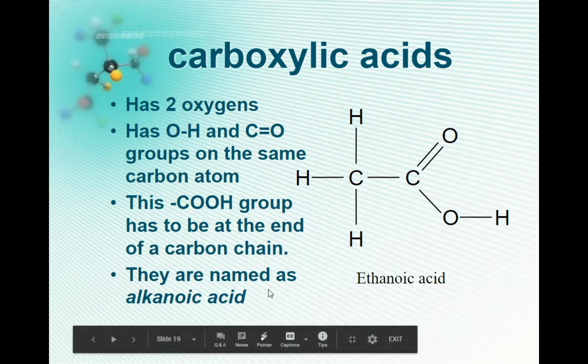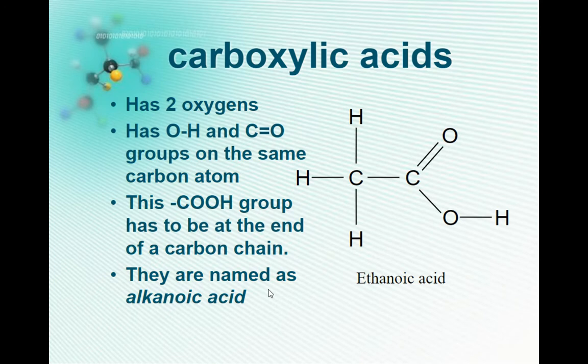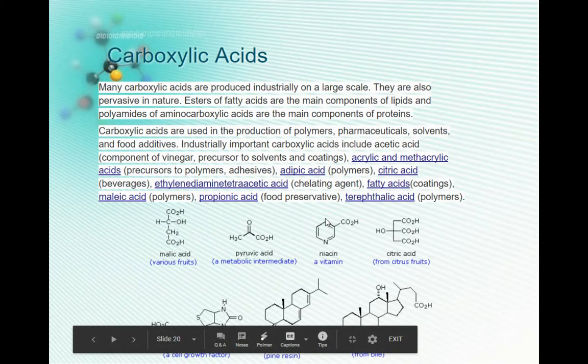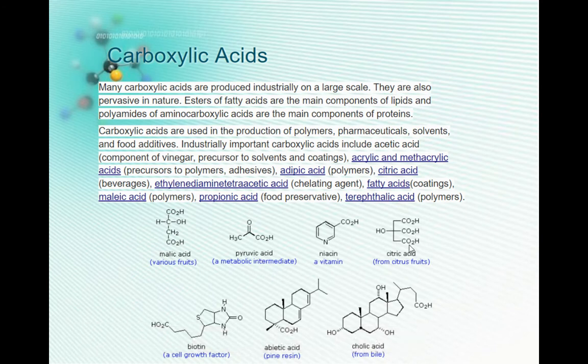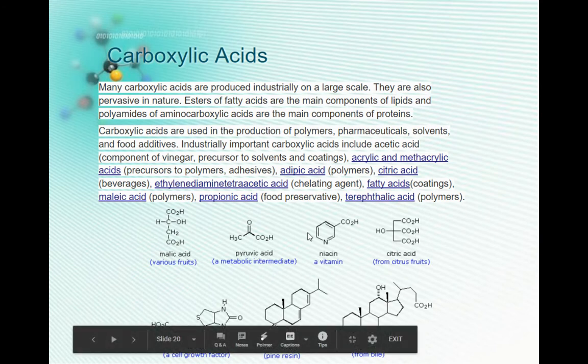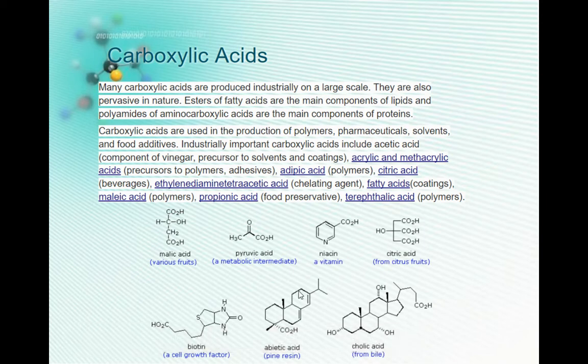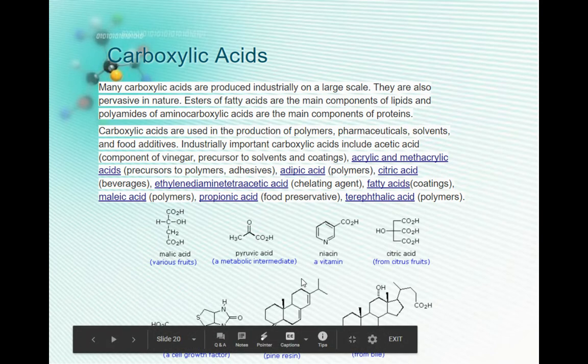And the way you name it is just the longest chain and then oic acid. So if it was 8, it'd be octanoic acid. If there was 3 of them, then it would be propanoic acid. Again, they're found in the Krebs cycle. Malic acid is part of the Krebs cycle. Pyruvic is part of the Krebs cycle. Citric is part of the Krebs cycle. And then you get these more complex structures down here, which are parts of plants. So pretty important.